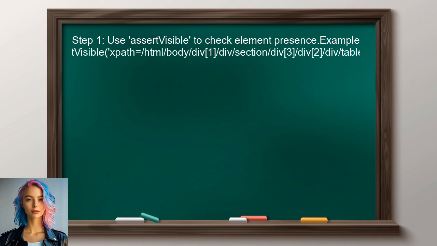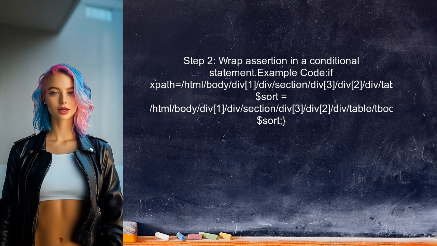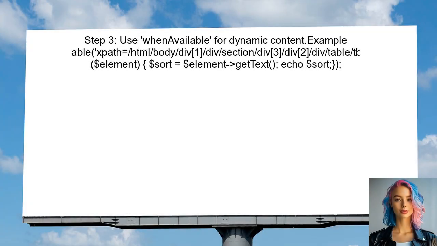To check if an element is present in a Laravel Dusk test, the user can utilize the assertVisible method. This method will help confirm the visibility of the element at the specified XPath. If the user wants to execute code only when the element is present, they can wrap the assertion in a conditional statement. This way, the code will run only if the element is found. Alternatively, the user can use the whenAvailable method, which waits for the element to appear before executing the code. This is useful for dynamic content.